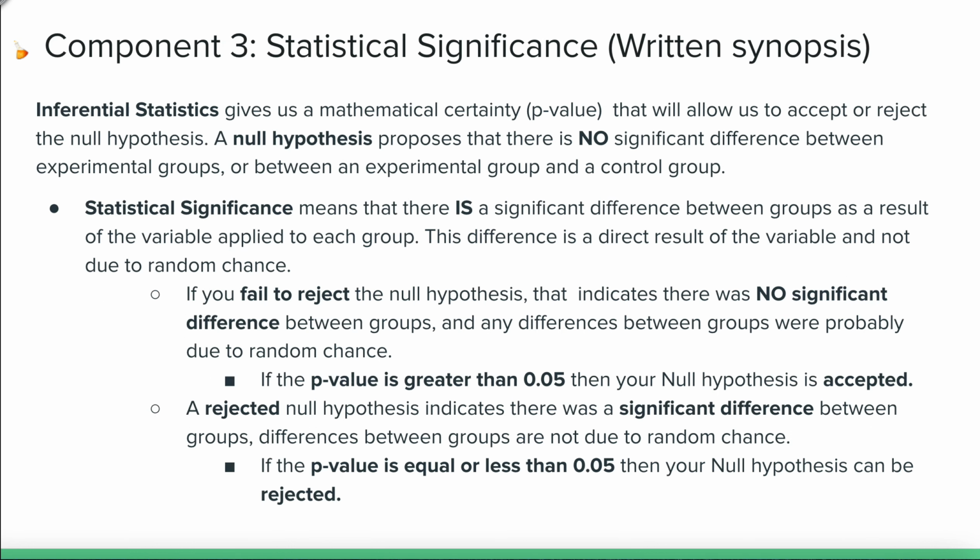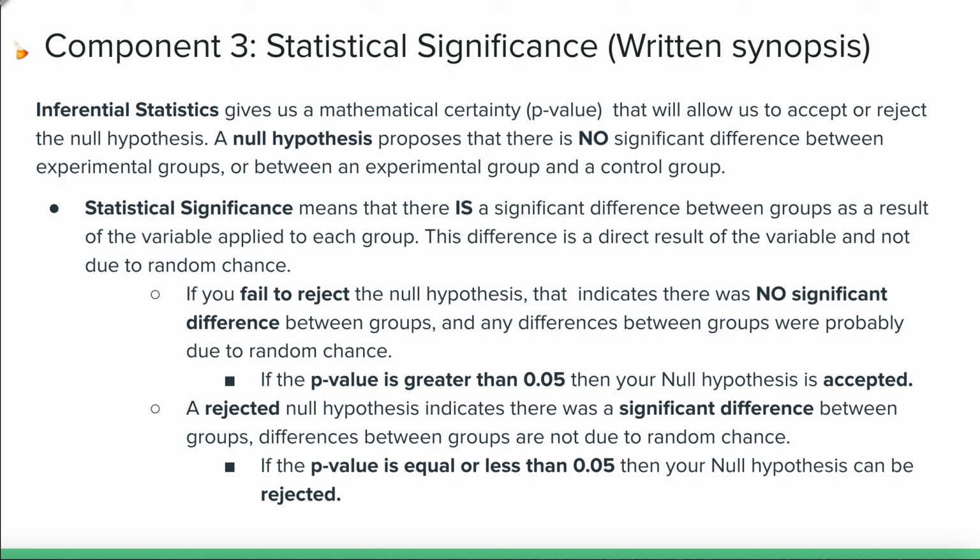Component 3 is the section where within the written synopsis you're going to state your statistical significance. Inferential statistics gives us a mathematical certainty, or the p-value, that will allow us to accept or reject the null hypothesis. A null hypothesis proposes that there is no significant difference between experimental groups, or between an experimental group and a control group. Statistical significance means that there is a significant difference between groups as a result of the variable applied to each group.